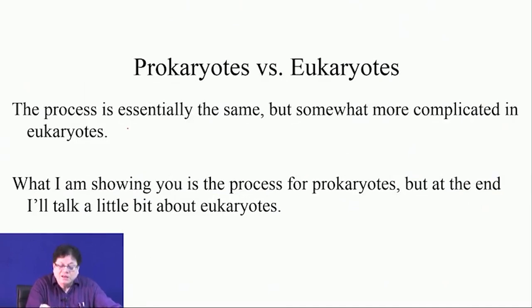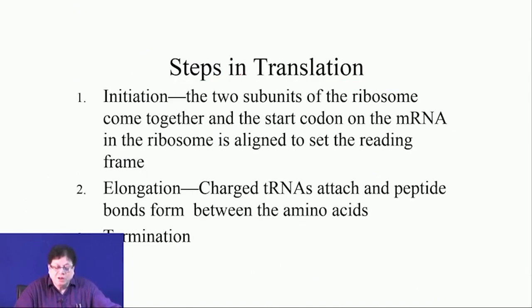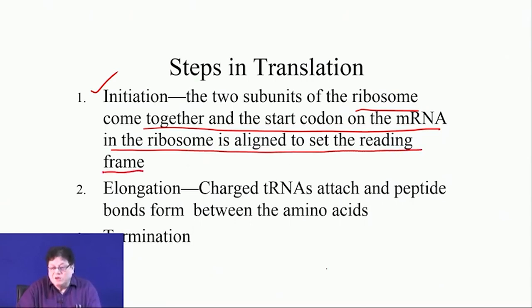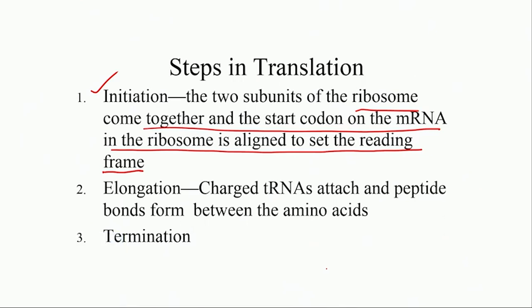Finally, as I said, eukaryotes are much more complicated. So, we will talk about the prokaryotes, and that will be sufficient for our course. Steps in translation. First, there will be initiation. What is initiation? The two subunits of the ribosome come together, and the start codon on the mRNA is aligned to set the reading frame. Okay. What is reading frame? Reading frame is that frame, that sequence of codons in the mRNA.